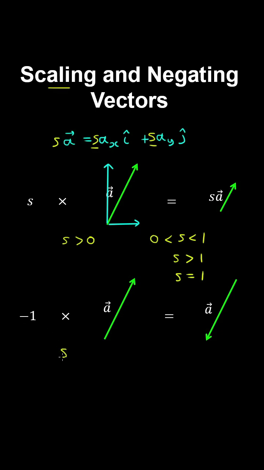Now for a special case where s is equal to minus 1, basically we're negating the x and y components. And you get the idea for the special cases where s is between minus 1 and 0, and s is less than minus 1. So have a think about those cases.